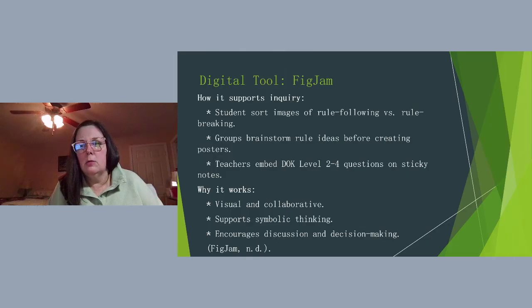Groups can also go on and brainstorm rule ideas before they move on to creating their poster collage. Additionally, teachers can embed depth of knowledge level 2 through 4 questions onto sticky notes for students to see. FigJam works as it is a visual and collaborative tool, and it supports symbolic thinking and encourages discussion and decision making.